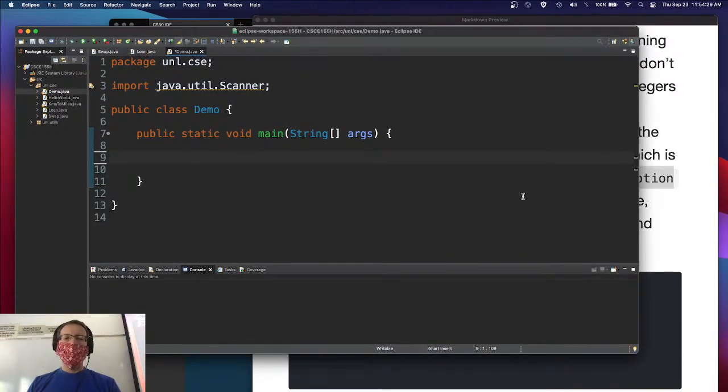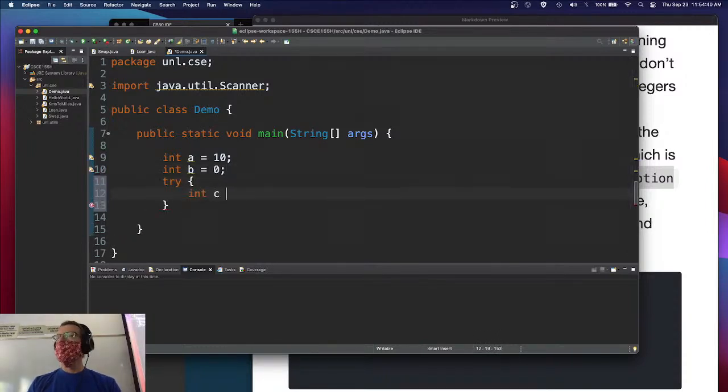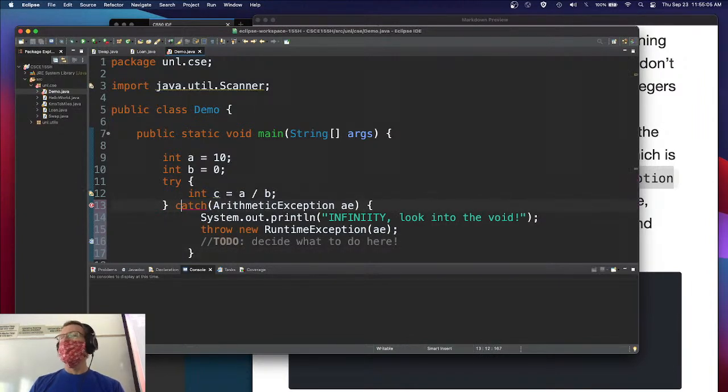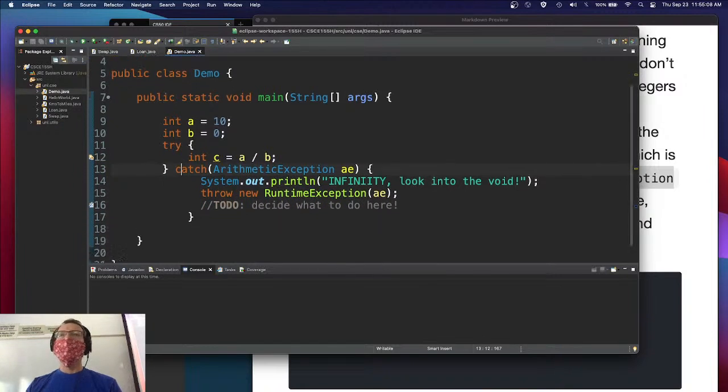All right. Let's say int a is equal to 10, int b is equal to 0. I'm going to try to divide by b, a divided by b. And what kind of exceptions could result from this, by the way? Infinity? So that's called an arithmetic exception. Unfortunately, there is not a more specific one. It's just one big umbrella of arithmetic exception.